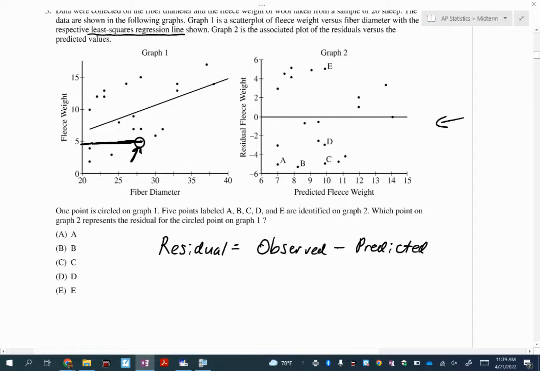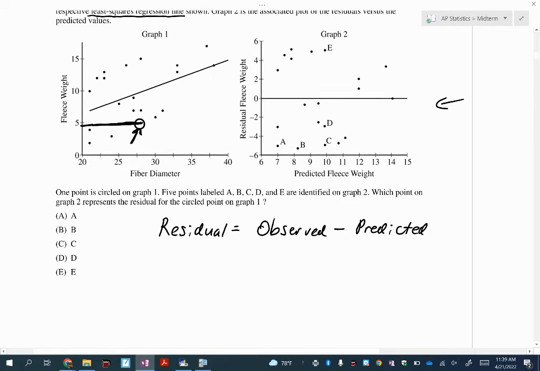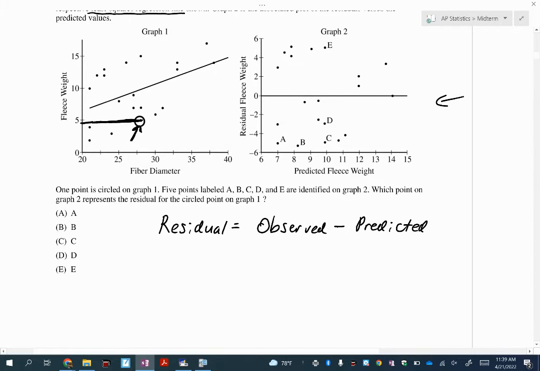What do you think is the actual value for the fleece weight? I was going to say a number. It's like just under 5, so I used 4.9. You can choose whatever you want. I wouldn't choose 5. It doesn't look like it's at 5. You can use 5. It's close enough. Something around 5, okay? Now, do you remember how to find the predicted value?